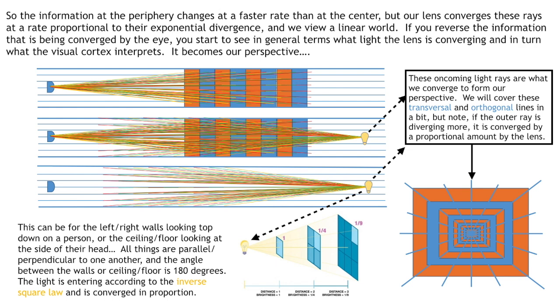For the bottom diagram, that's called the inverse square law for light. So just remember that this can be for the left and right walls looking top down on a person, or the ceiling and floor looking at the side of their head. In other words, you can be looking down on someone and have this same view, or you could be looking at the side view orthographically. All things are parallel and perpendicular to one another, and the angle between the walls and the ceiling is 180 degrees. So the light entering the eye is again spread out to us by the inverse square law, and we are then converging that light back again.